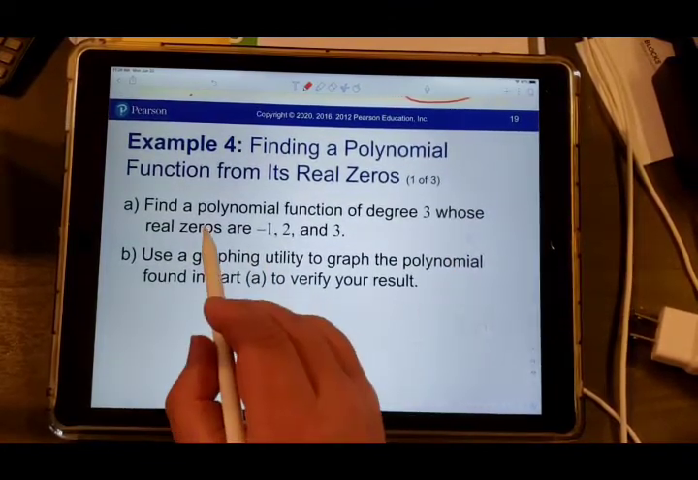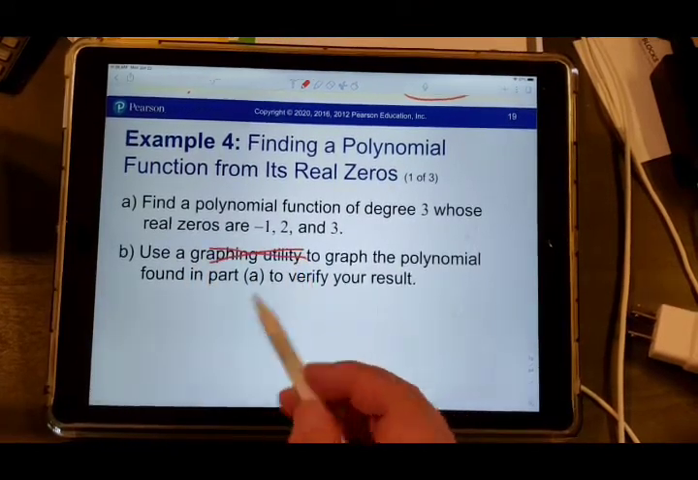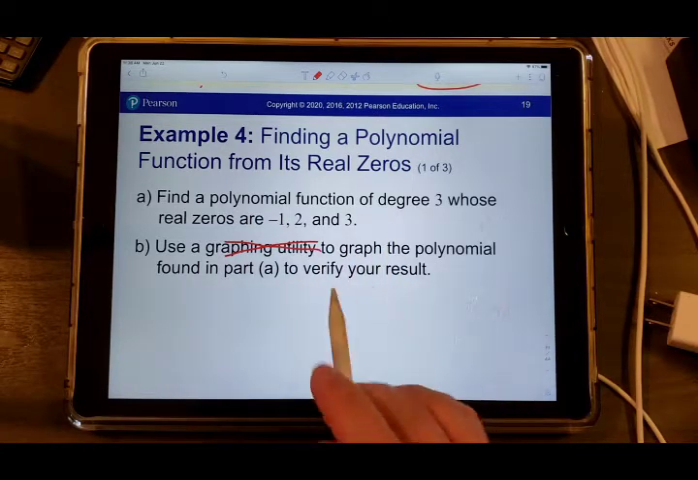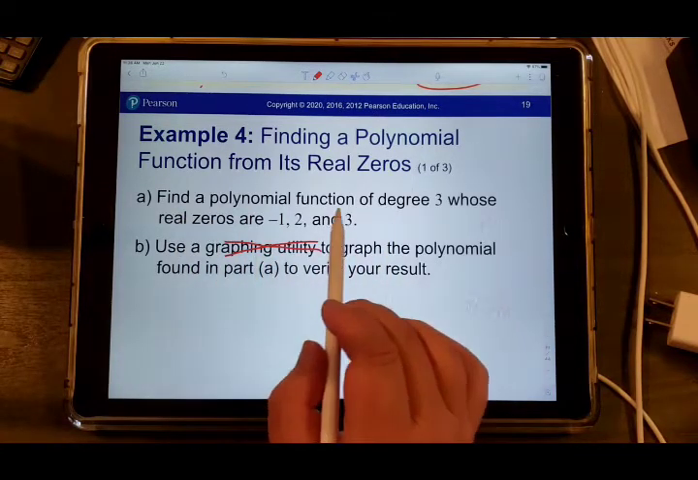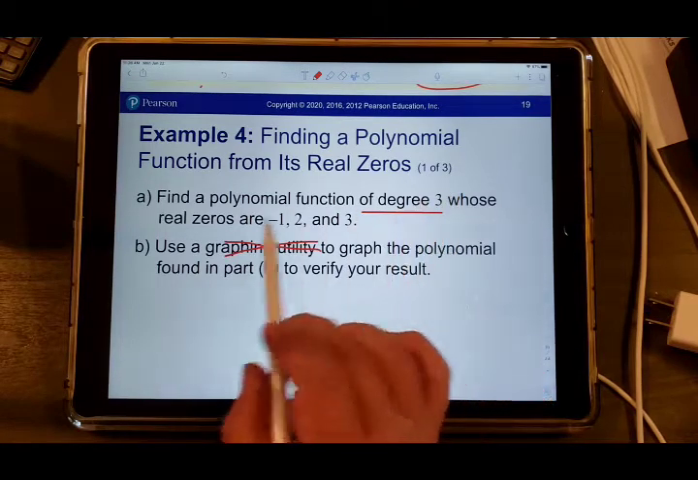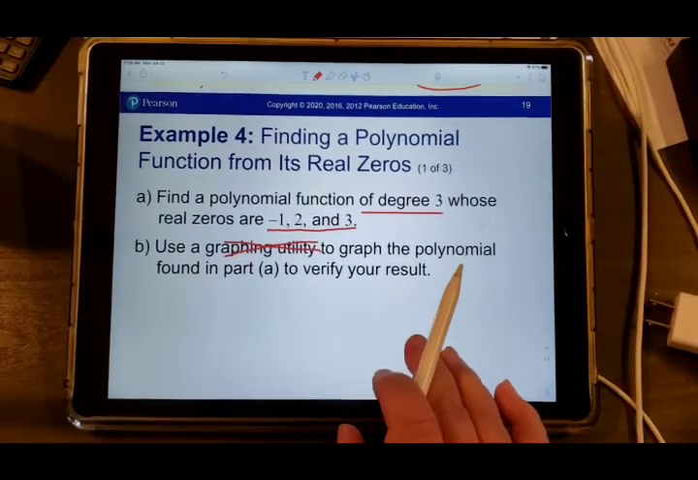Find a polynomial. All right, so we're not going to be using graphing utilities. That's a graphing calculator or something, but we'll see what they did. All right, but here's a question. Find the polynomial function of degree 3. So they already told us it was going to be degree 3, whose real zeros are these numbers here.